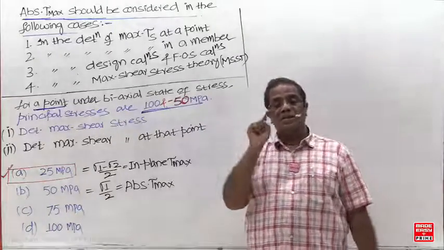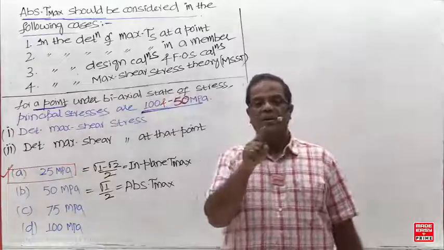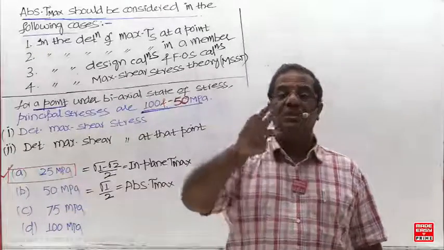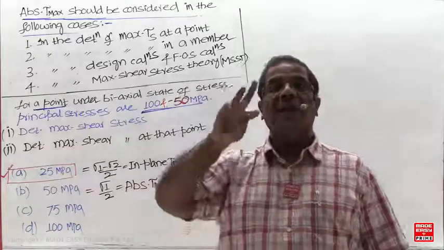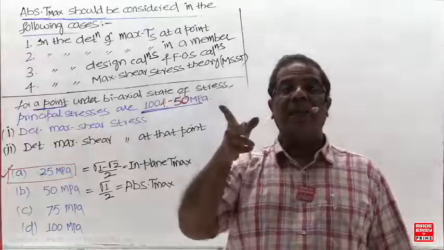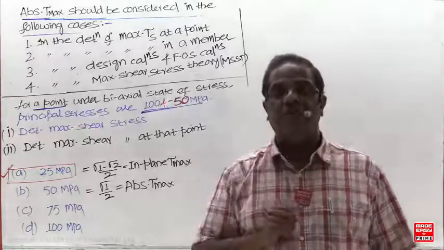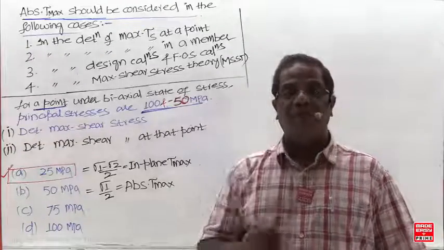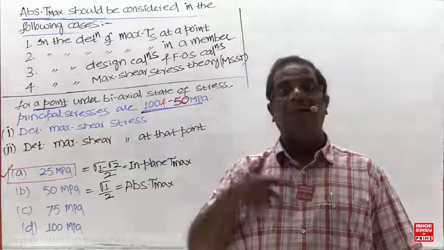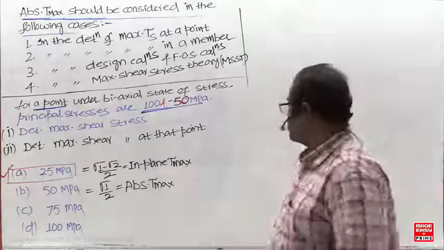That's why your decision is required only when the student has to take a decision, when the stresses are like in nature. Only when they are like in nature, they are different in magnitude: in plane is different, absolute is different. But when they are unlike in nature, both are the same. So for this question, what is the answer now?